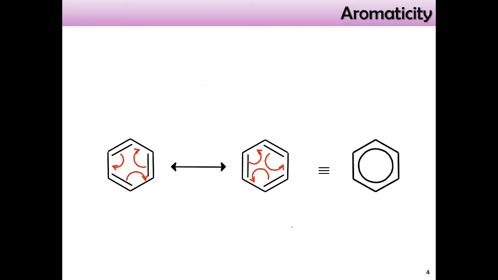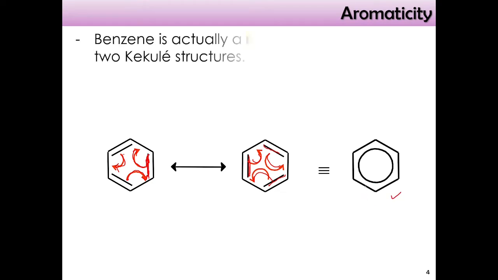Okay, as you can see from here, this is the electron, and the electron can be delocalized. It can move around. And when it moves around, it can form another Kekule structure, which can also move around. So in the end, you can draw the structure like this, which is also valid for the benzene ring. So benzene is actually a resonance hybrid between these two structures.